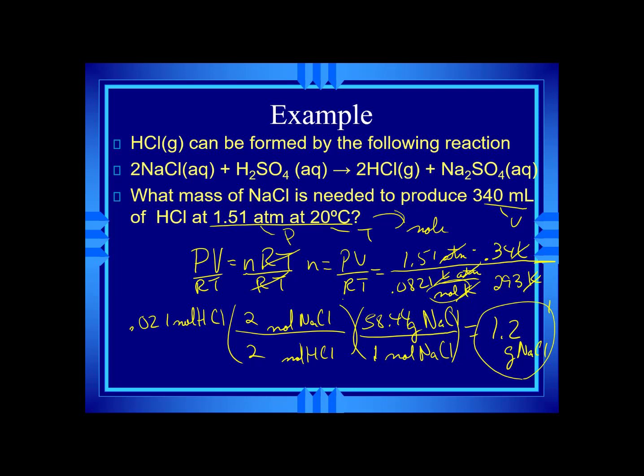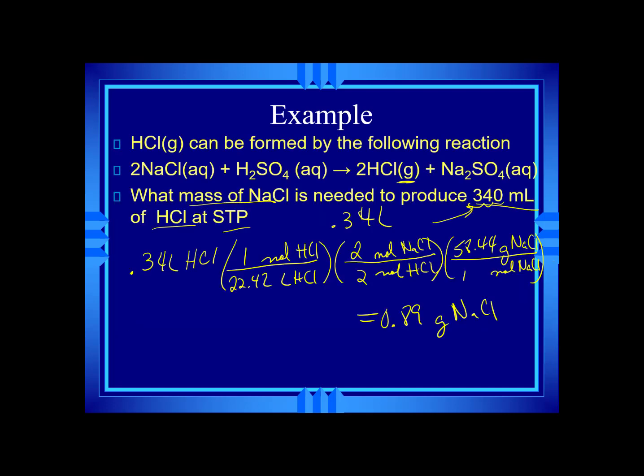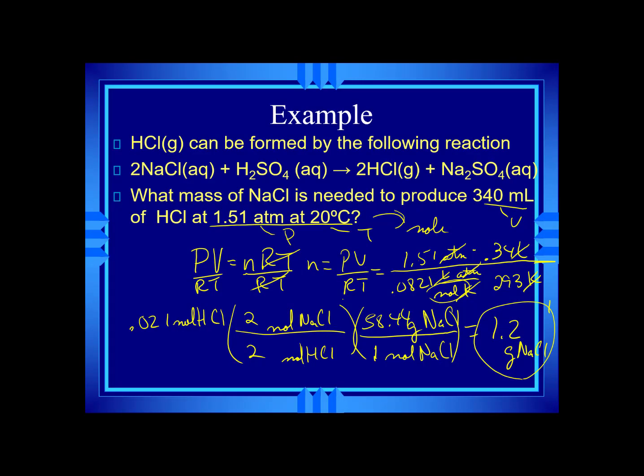So these two examples, the first one was at STP, the second one's not at STP. At STP, my first step was to go from liters to moles, and I could do that with a conversion factor. In the second example, my first step was to go from liters to moles, but I couldn't use that. I had to use PV equals nRT. So the idea is, any place you want to use 22.4 liters, if you're not at STP, you need to stop and do an ideal gas law problem.